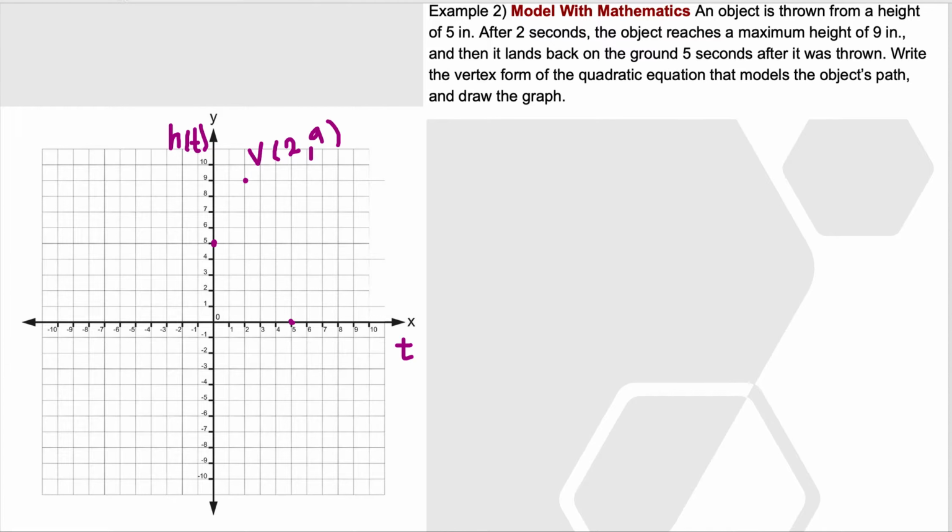And now we can graph the function. We can sketch now the parabola of the graph of that function, and it goes up and comes down to here. Okay, now this is the vertex, and now what we are looking for, we are looking to write a vertex form of the quadratic equation that models the object's path.